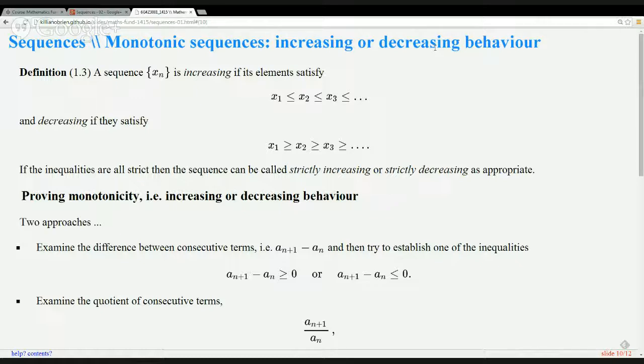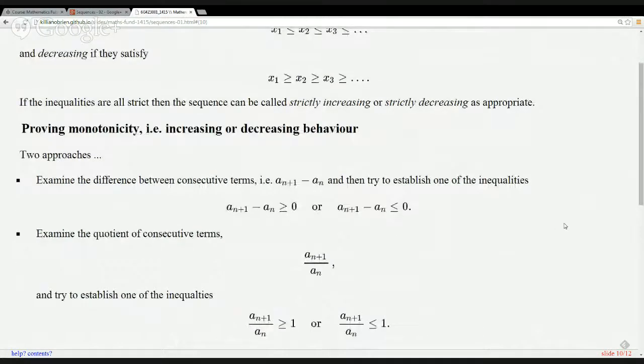Now, at the top of page 4, we have this idea of being able to prove increasing or decreasing behavior. So if we have some algebraic formula for the sequence elements, how might we approach proving that the sequence is either an increasing sequence or a decreasing sequence? Well, there are at least two ways to approach it. You can either look at, in this first bullet point here, the difference between consecutive terms.